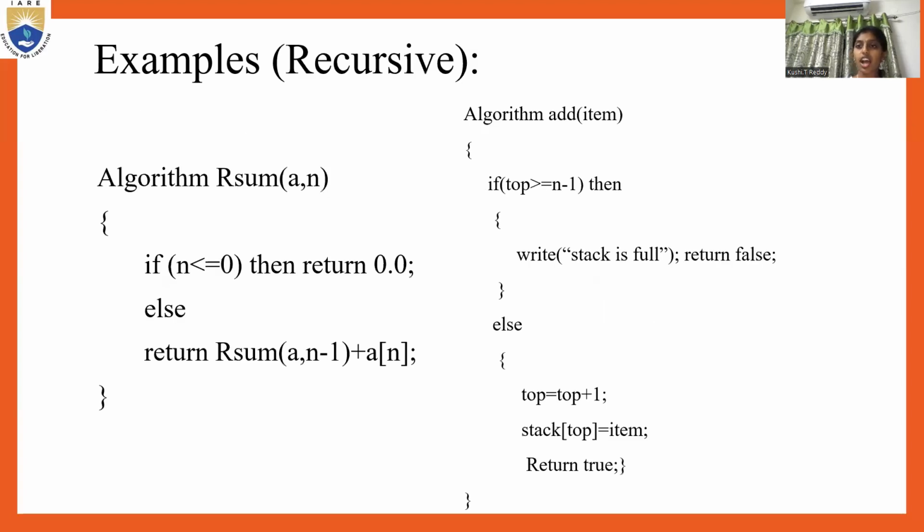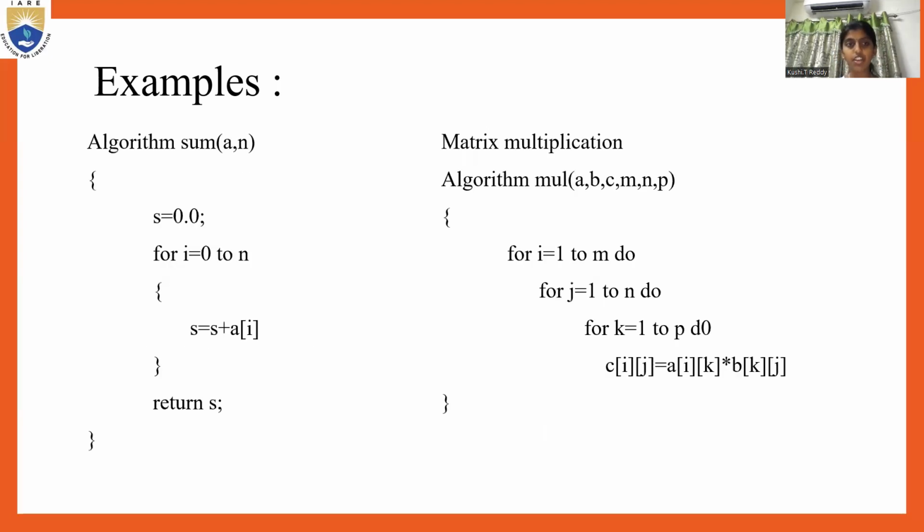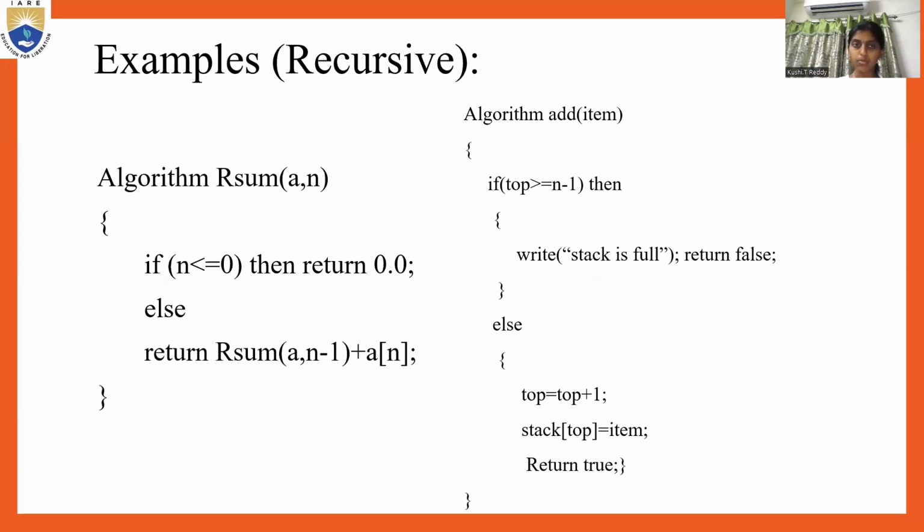There are two types of algorithms: recursive algorithms and iterative algorithms. The algorithms we have seen for summation and matrix multiplication are iterative algorithms. Now let us see recursive algorithms. We are going to see the recursive algorithm for summation. Algorithm RSum(A, n). If n is less than or equal to 0, then return 0.0. Else return RSum(A, n minus 1) plus A[n]. This is for summation of elements in a recursive way.